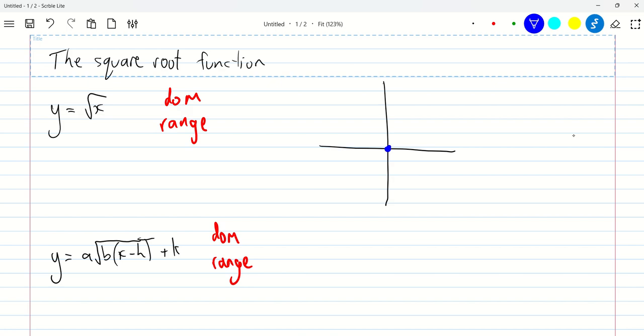In fact, what this looks like is the inverse function of the parabola. So it looks like a parabola lying on its side, and it sort of comes up and goes out like that. Now, it's only the positive side.